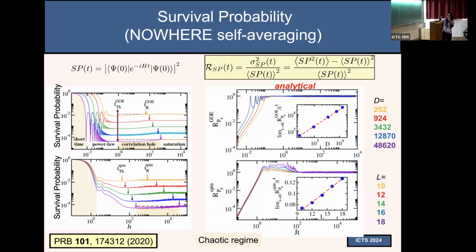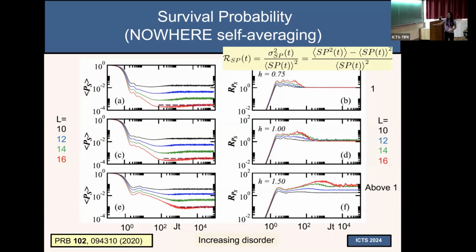This is small size. Orange is small size. Purple is big. We increase the dimension, and the fluctuations get even worse. In the region of the hole, in the region of saturation, this is 1. So 1 is bad. It should be decreased. So this is all analytical. In the case of physical models, the behavior is similar. This is also 1. Analytical results for short and long times. If we increase the disorder, things get worse, bigger fluctuations.